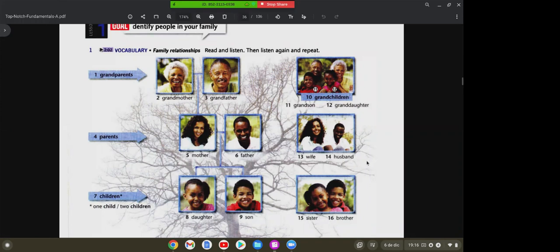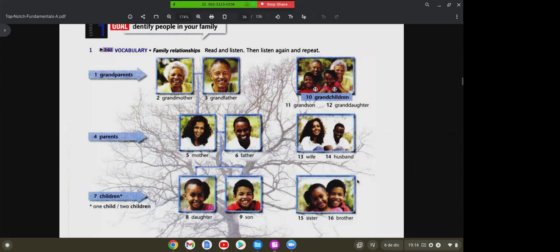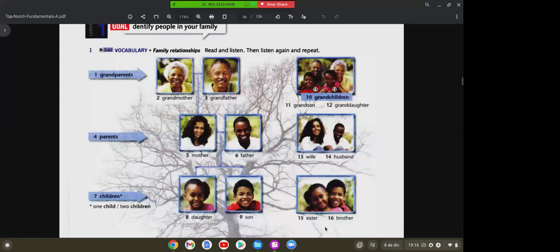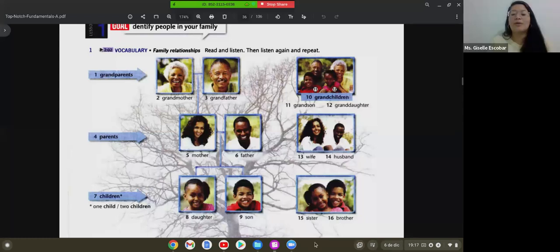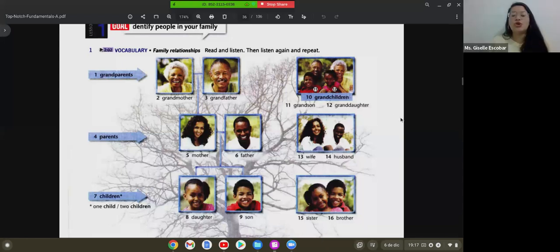We have 14, husband. Husband. La A suena un poquito como una E. Husband. Exactly. We have number 15, sister. And we have number 16, brother. Brother. Exactly. So do you already know the meaning of all those words?